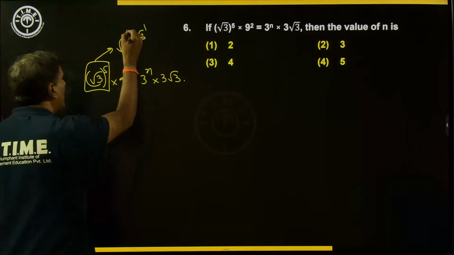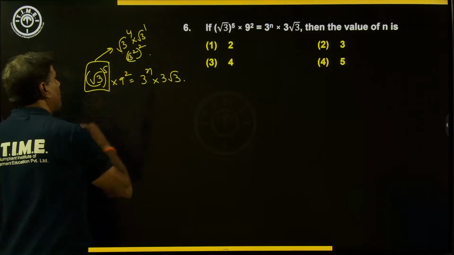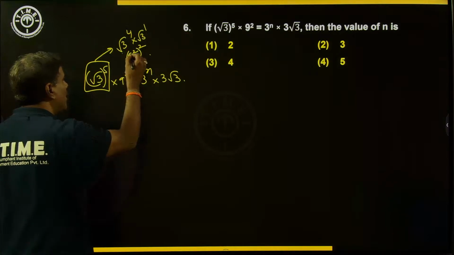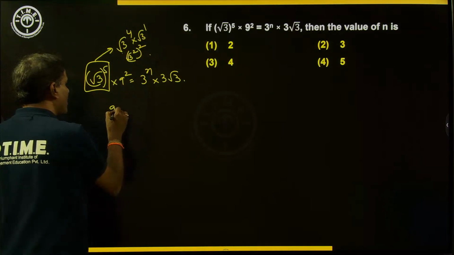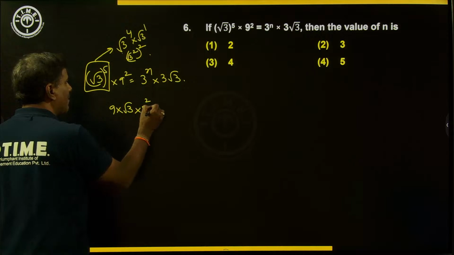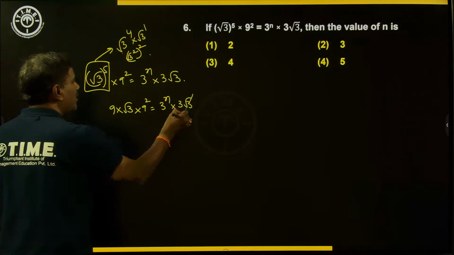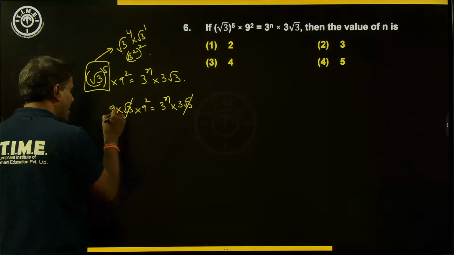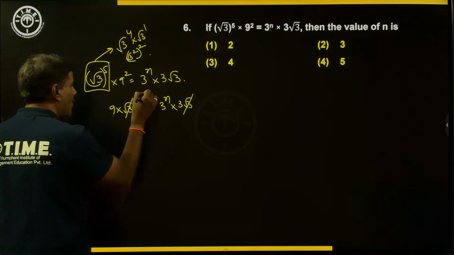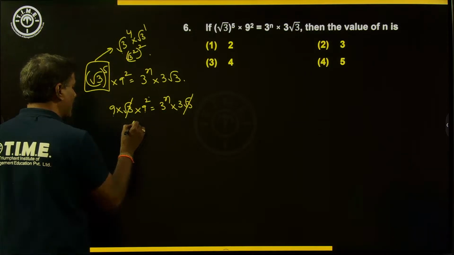Root 3 power 4 we can write as root 3 whole square, whole square, because 4 is nothing but 2 into 2. Root 3 square is 3, 3 square is 9. So it is 9 into root 3 that we will have, into 9 square is equal to 3 power n into 3 root 3. So root 3 can cancel. 9 is 3 square. 3 square whole square will be 3 power 4. So it will become 3 power 6 on the left hand side.